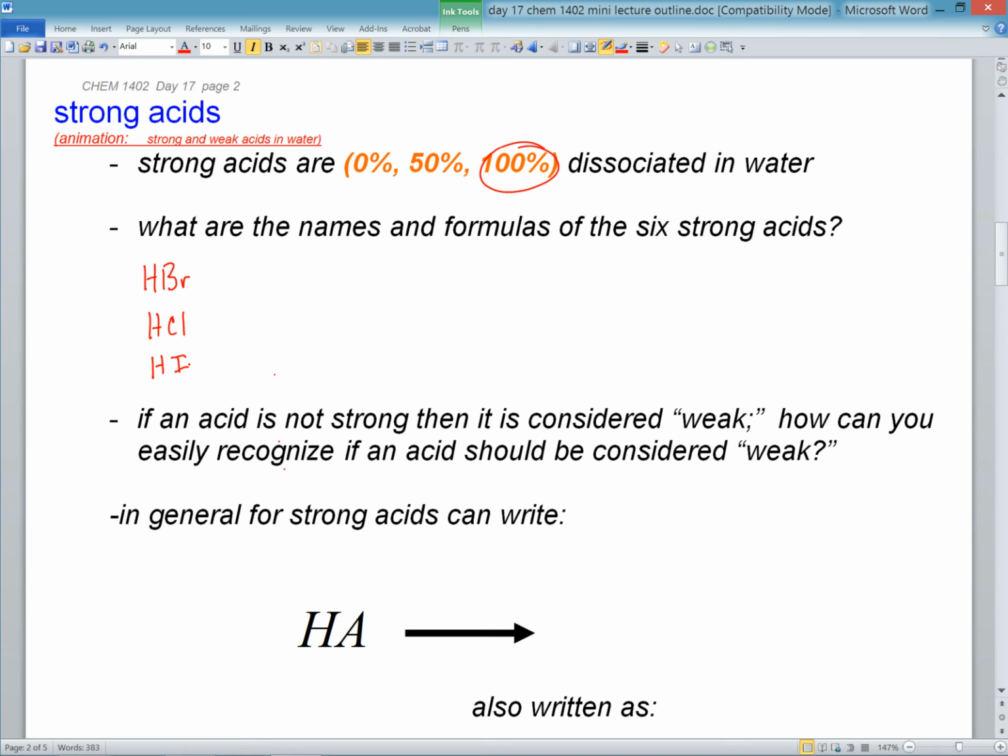HCl, HBr, and HI. Hydrochloric, hydrobromic, and hydroiodic acid. We have 3 more. Who else did I have? Jonathan? Jasmine, I don't think I had you last semester, did I? Who knows them? There's 3 left.